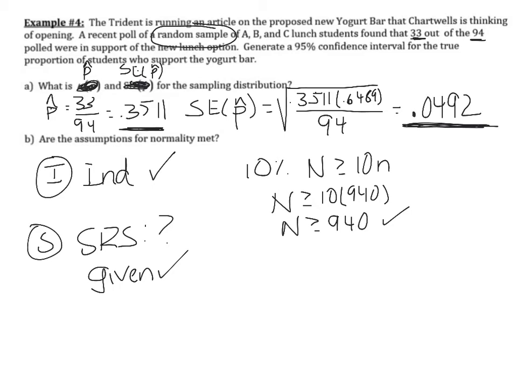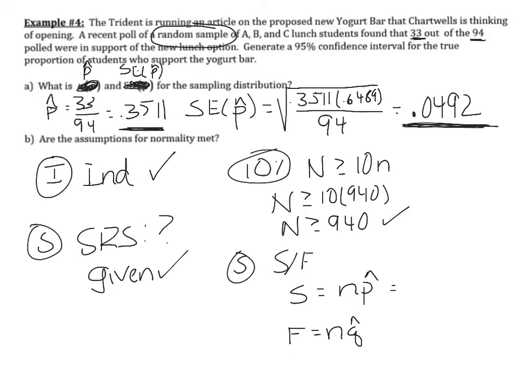And then the last one is going to be our success failure. So our last S is success failure. In this case, successes are np hat and failures are nq hat. So the people that said yes to the poll, which is 33, and the people that said no to the poll, which would be 61. You don't really need to calculate anything, just a simple subtraction. np hat will always be the number of successes, so the 33, and then nq hat will be whatever the sample size is, n, minus the successes. And we're looking for both of these to be greater than or equal to 10, which they are.